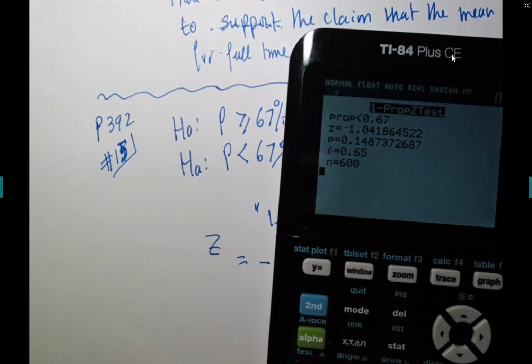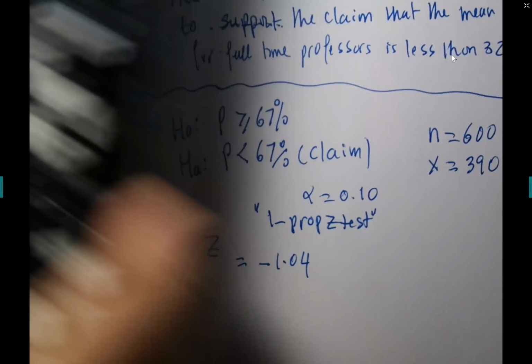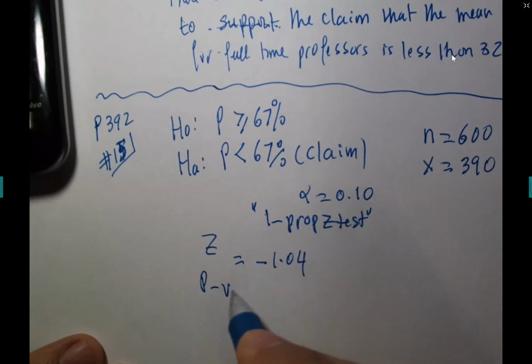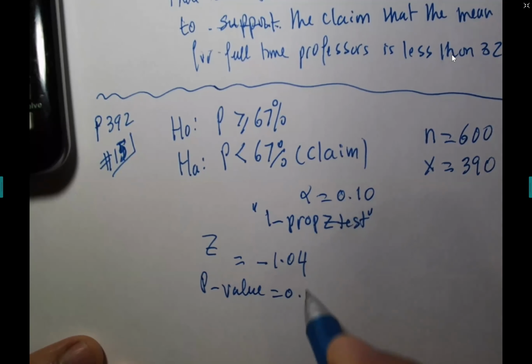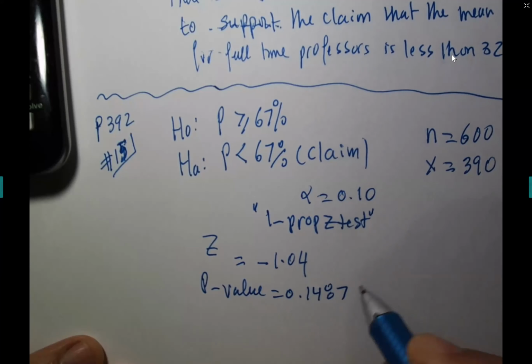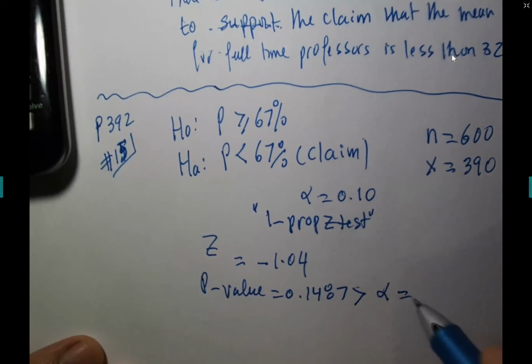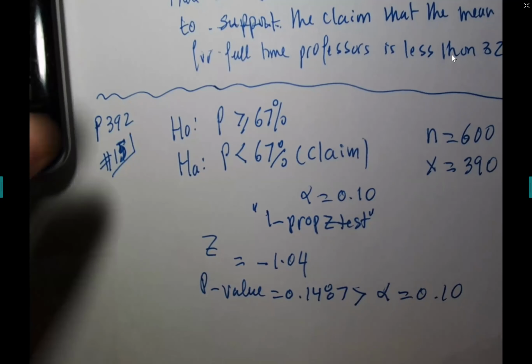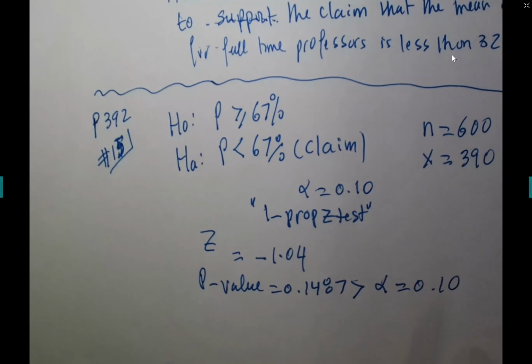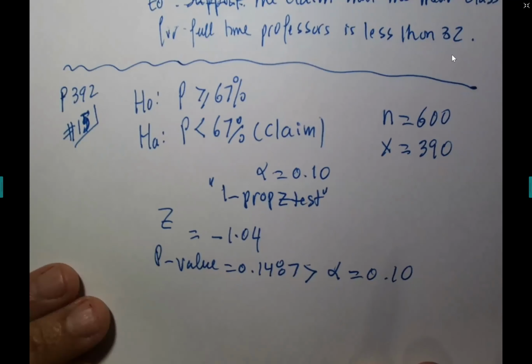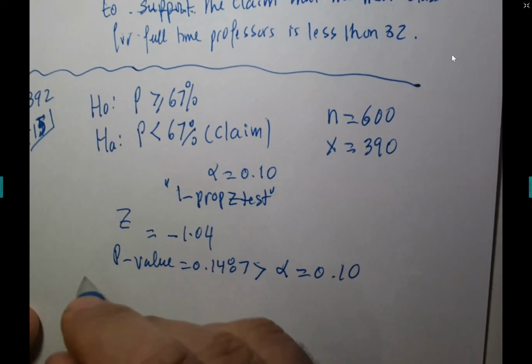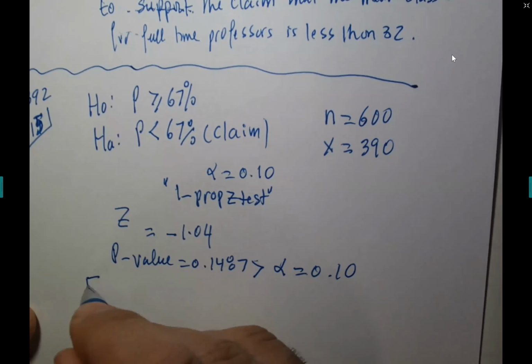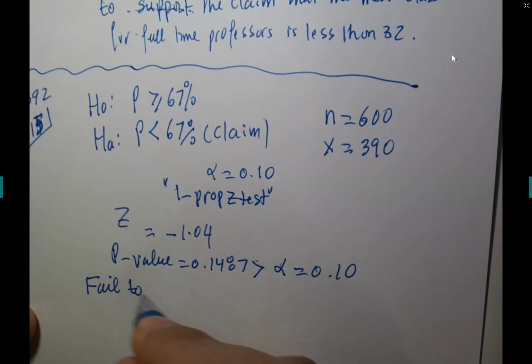And look what the p-value is, guys, 0.1487. And you guys agree with me, this is bigger than 10%. So what's the decision? Not the conclusion, the decision. Who can tell me the decision? You're going to fail to reject H0. To fail to reject H0, I agree.